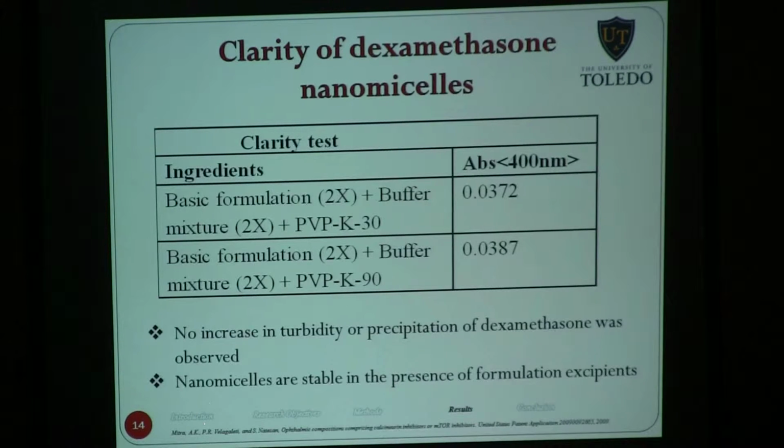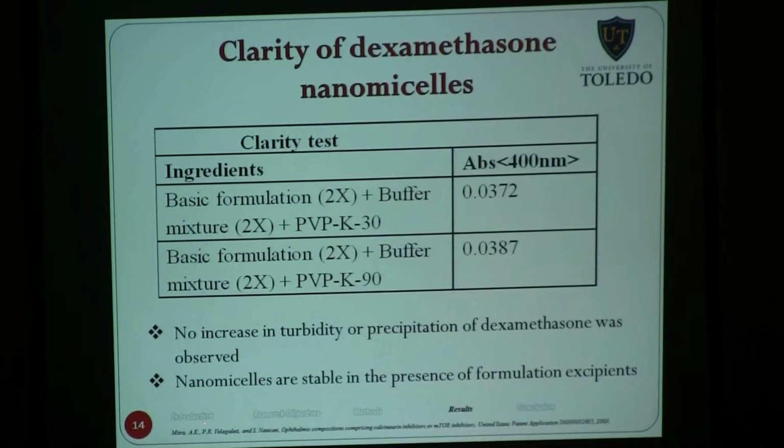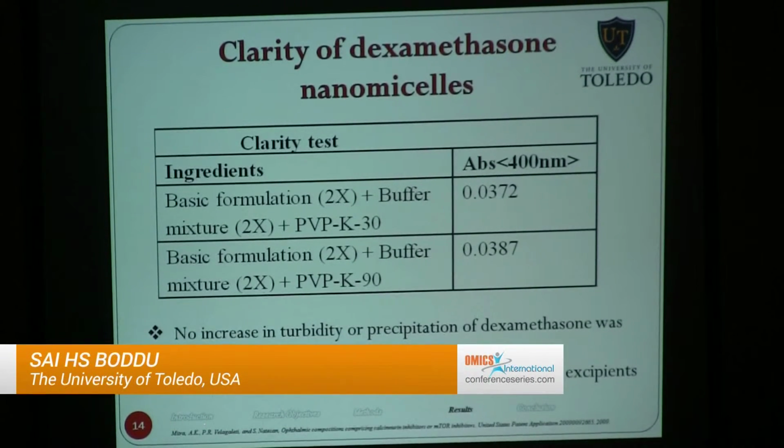So coming to the clarity test, we have basically used phosphate buffer. That means we have diluted the basic nanomicellar formulation with phosphate buffer 2x, as well as polyvinyl pyrrolidone, which is a commonly used viscosity enhancer in eye drop formulation. And if you look at the absorbance, it is less than 0.1, which indicates the solution is clear. That means the nanomicelles are stable in presence of formulation excipients.